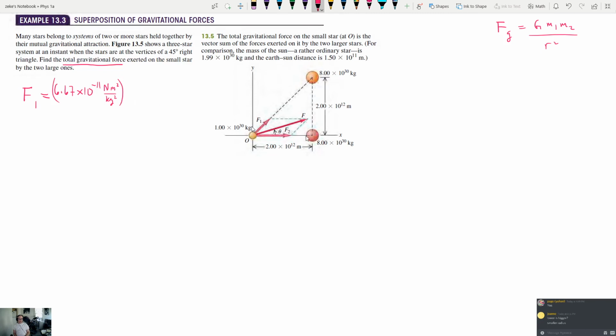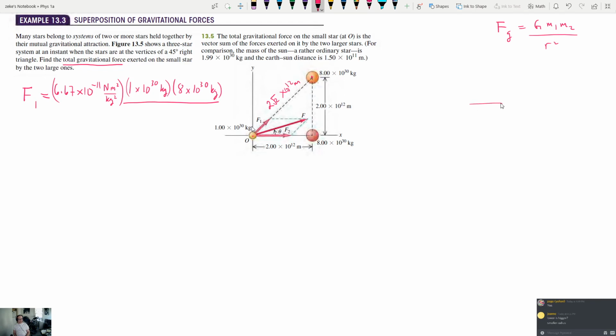Mass 1, it doesn't matter what we call mass 1 and mass 2. F1 is between this one and this one. So we're going to have our two masses are 1 times 10 to the 30 kg multiplied by 8 times 10 to the 30 kg. And we need to divide by the distance between them squared. So what I would say is if this is 2 times 10 to the 12, then this side is going to be 2 root 2 times 10 to the 12.